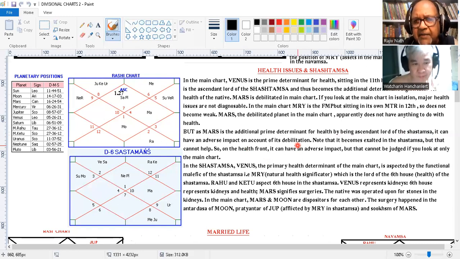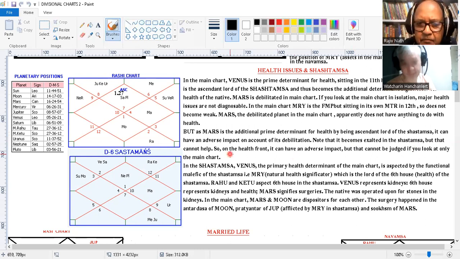Venus is the main determinant for health in the main chart. Mars is an additional determinant. Why? Because it is the lord of the Lagna in the D6. Note that it becomes exalted in the Shashtamsa. Mars has become exalted in the D6. But as we've already studied the rule, any planet that is already weak in the main chart will not gain strength if it goes to a good position in the Varga chart also. It will never gain strength. So Mars cannot become any stronger. Note that it becomes exalted in the Shashtamsa, but that cannot help. So on the health front.